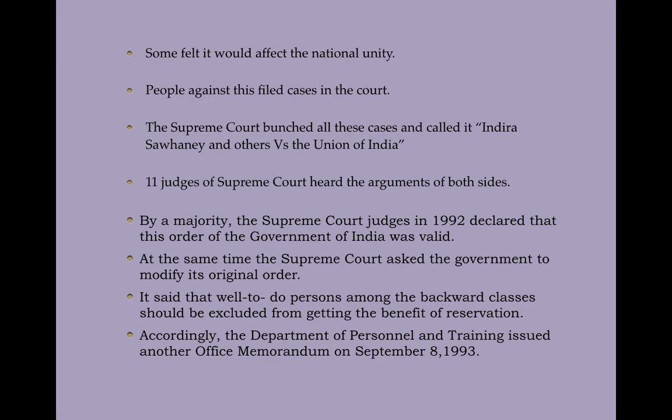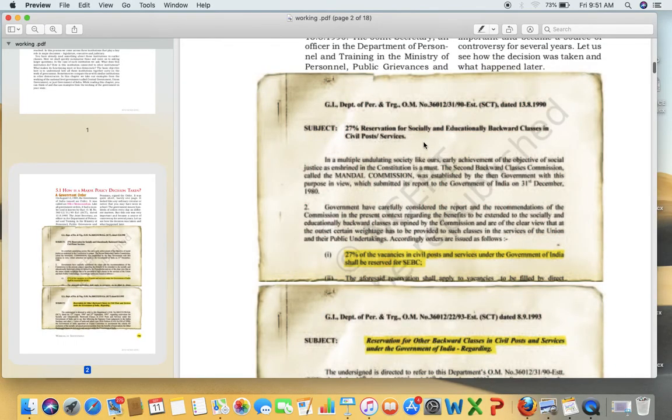Accordingly, the Department of Personnel and Training issued another office memorandum on September 8, 1993. So in 1992 the Supreme Court gave the order, and afterwards the Department of Personnel and Training, which had issued this order in the name of the government, brought changes and reissued it in 1993. This is the first one: 27% reservation for the socially and educationally backward classes in all civil posts and services, dated 13/8/1990. So this was the original order.